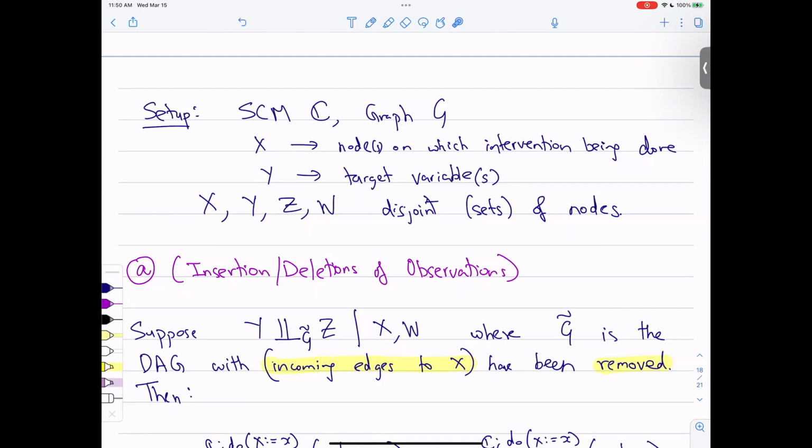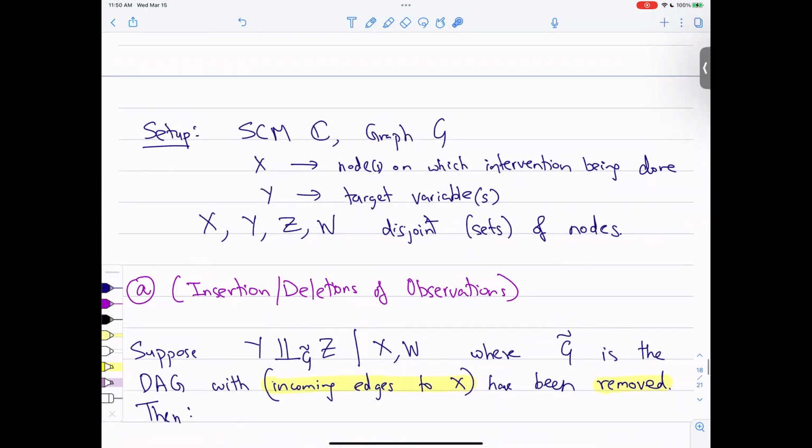Okay, so what do we have? You have an SEM. You have the graph G. X is where the intervention is being done. Y is a target. Z and W are some other sets of nodes. That's my generic notation. X is where intervention is being done. Y is the target.